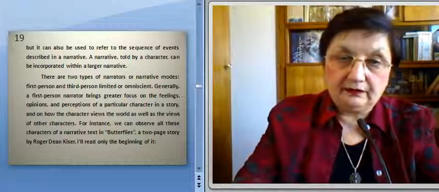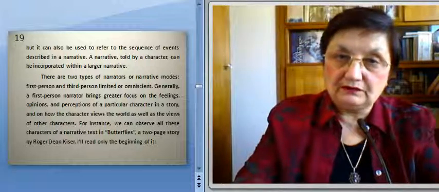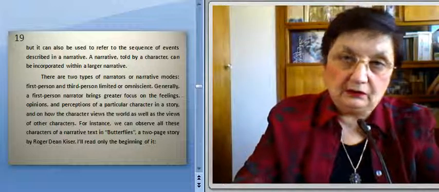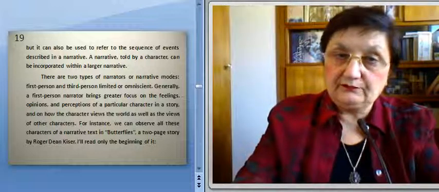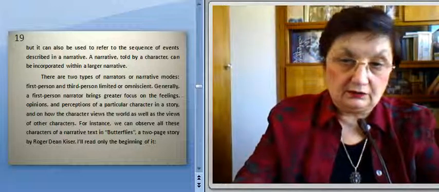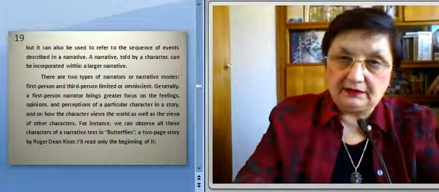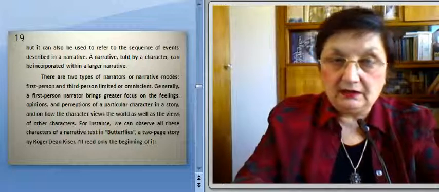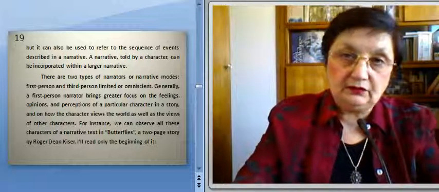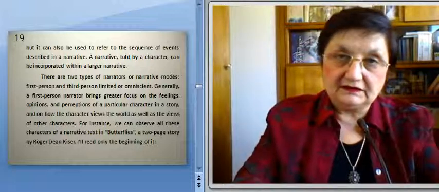Generally, a first-person narrator brings greater focus on the feelings, opinions, and perceptions of a particular character in a story, and on how the character views the world, as well as the opinions of other characters in the story. For instance, we can observe all these characteristics of narrative text in Butterflies, a two-page story by Roger Dean Kaiser. I'll read only the beginning of it.